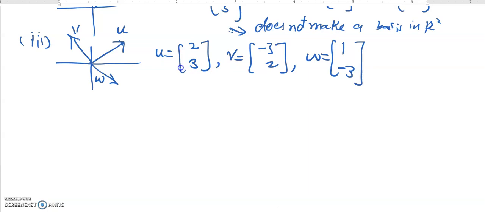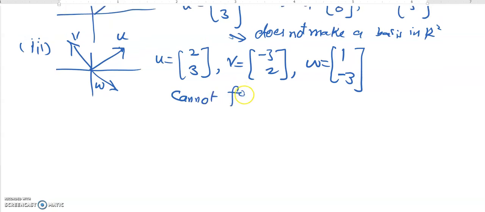they cannot form a basis. These vectors cannot form a basis in R2.